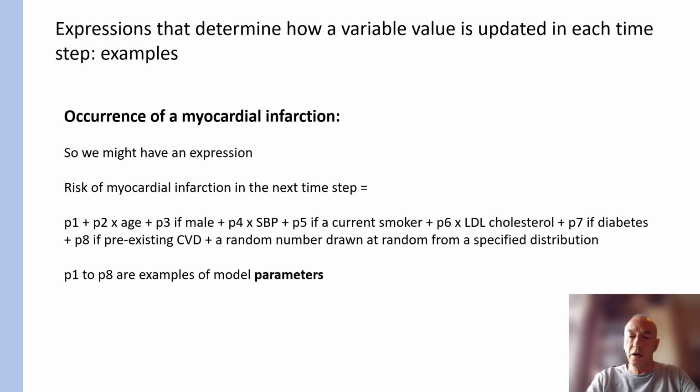So continuing with this example, the occurrence of myocardial infarction, we might have an expression which looks like this. The risk of myocardial infarction in the next time step is given by a number P1 plus P2 times the age of the person plus P3 if they're male, etc. And then we might have a random number drawn at random from a specified distribution which is added. So P1 to P8, these values are examples of model parameters. Now in this example we are in fact more likely to have an expression on the logarithmic scale and then transform back to the linear scale.